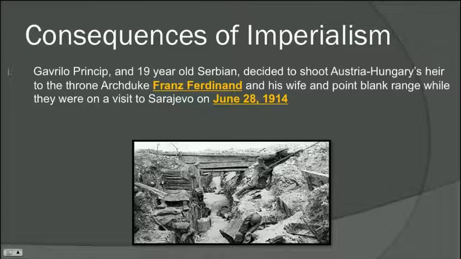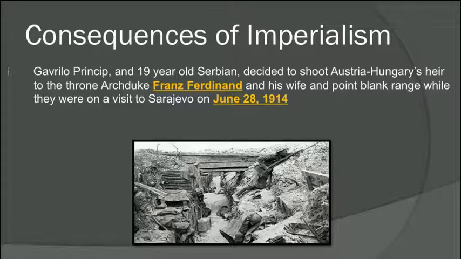So Gavrilo Princip, a 19-year-old Serbian, decided to shoot Austria-Hungary's heir to their throne, whose name was the Archduke Franz Ferdinand, and he also shot his wife at point-blank range while they were on a visit to Sarajevo on June 28, 1914.